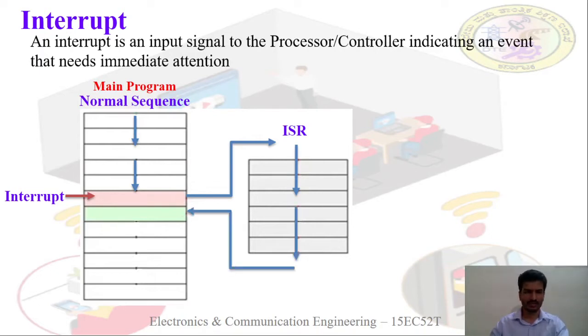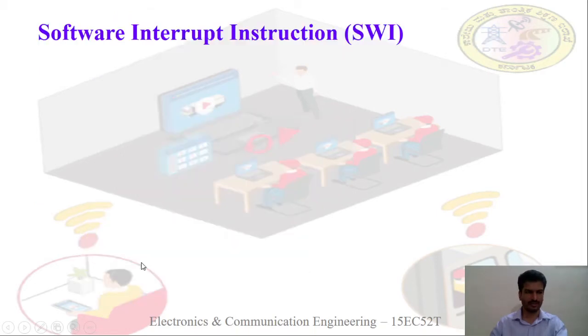After completion of the interrupt related programs, it will again come back to the main program and start executing the remaining instructions. So in this way, whenever an interrupt occurs, the processor stops the execution of the remaining instructions of the main program, then jumps to the ISR, where the interrupt related program is stored. After completion of the ISR, it comes back to the main program and executes the remaining instructions.